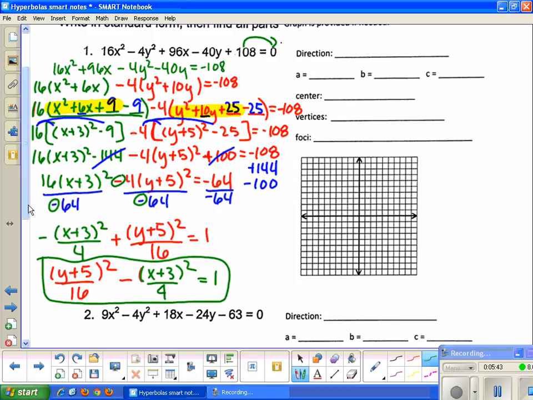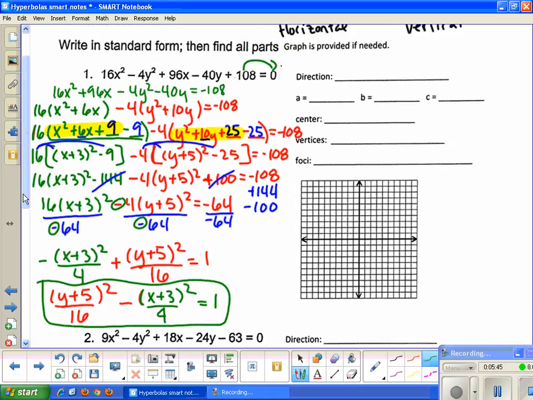So the direction for this we know is going to be, since the y is not negative and the x is negative, we know it's going to be vertical. My a I get from here. So remember, this is a squared, so the square root of 16 is equal to 4. Here's my b value. So the square root of 4 is 2.